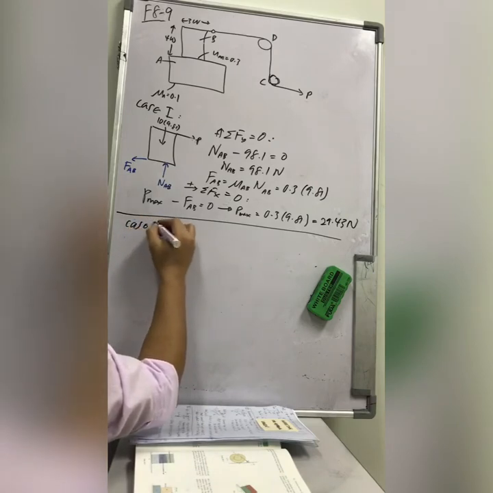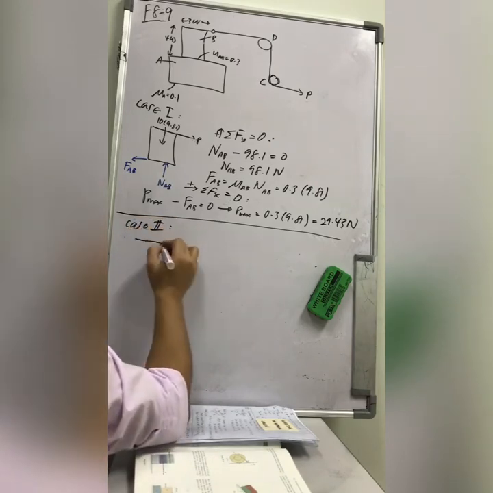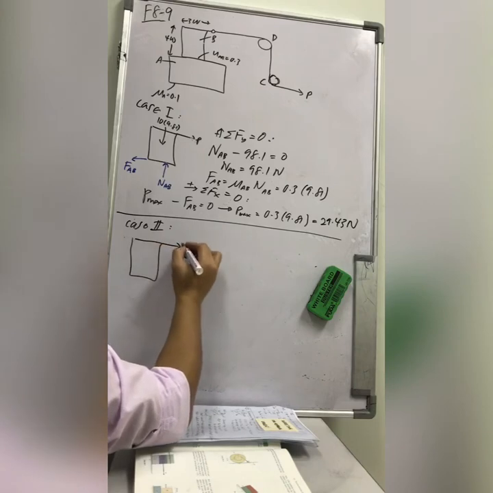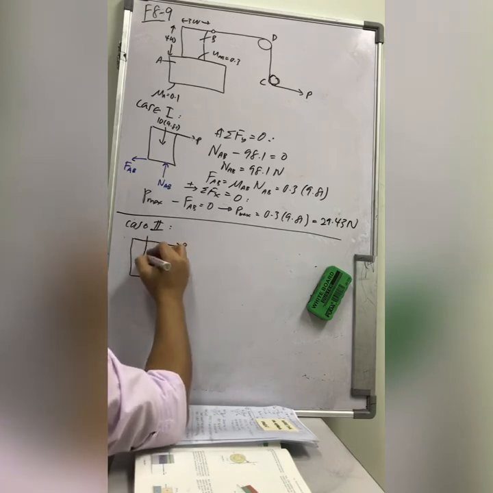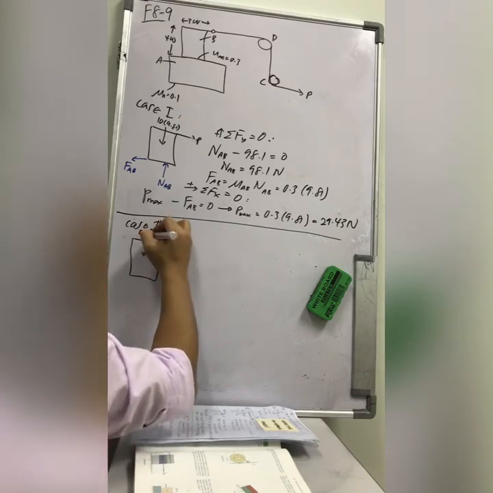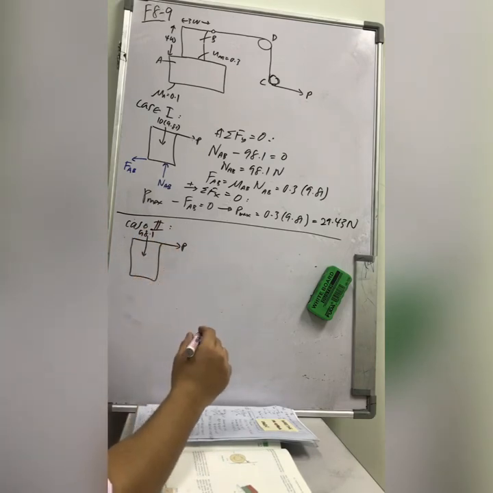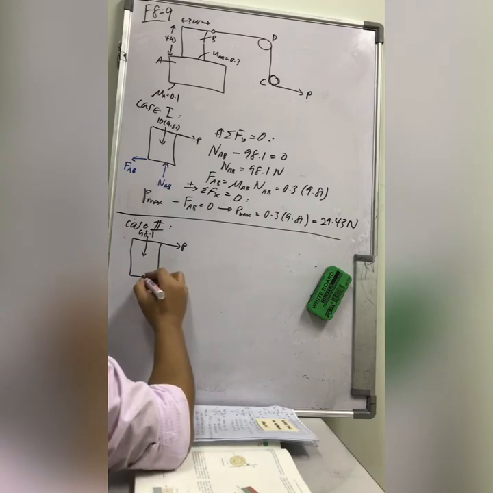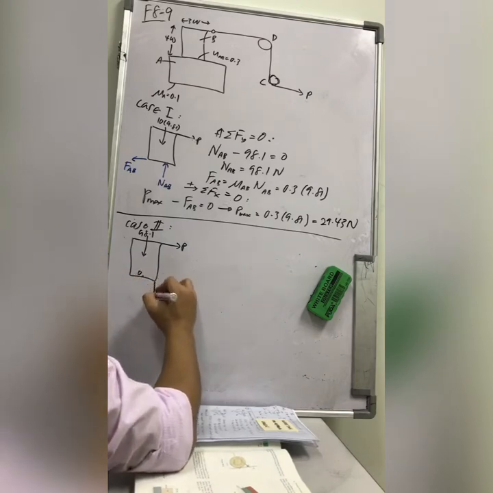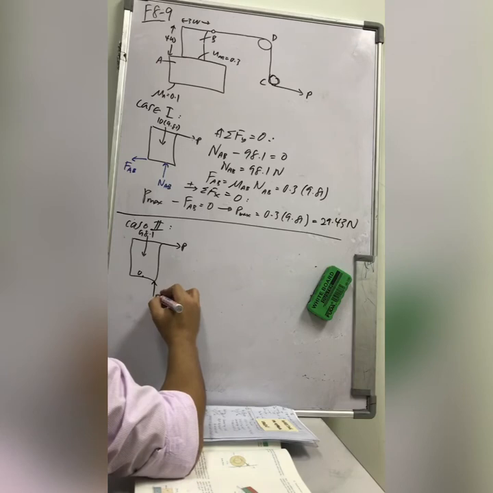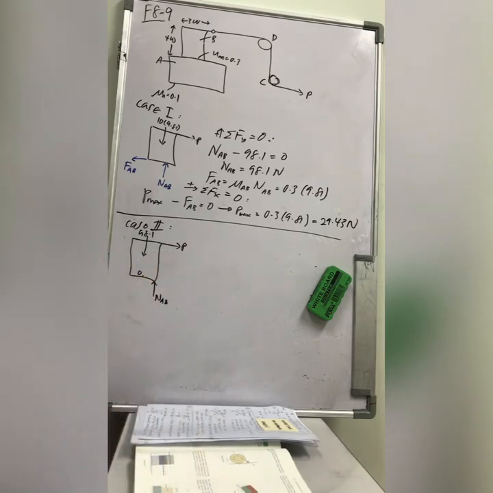So case number two, what is case number two? Case number two is, you still have the same P, and then you have the weight W, which is 98.1. And then what else do you have? You have this, and NAB here. Of course, you have the friction as well, FAB.